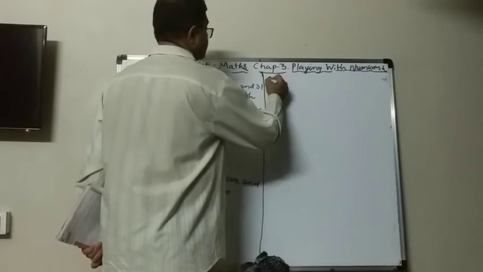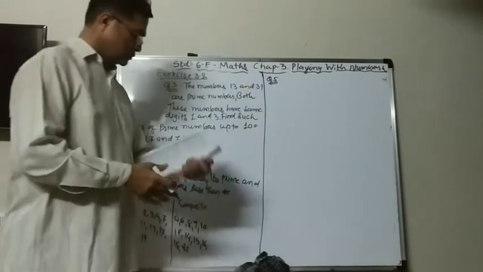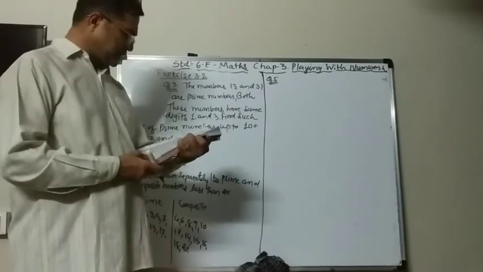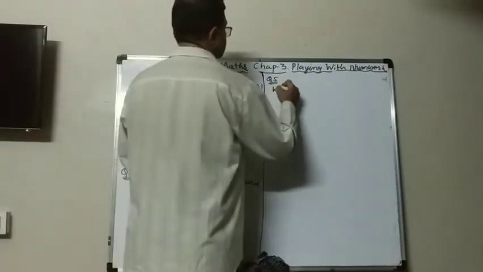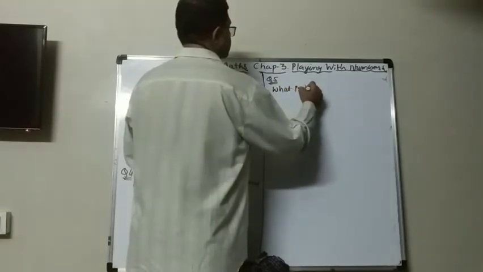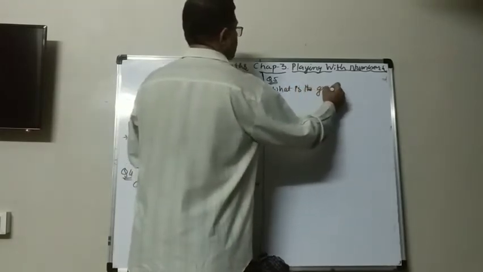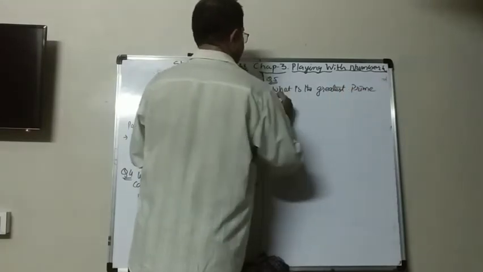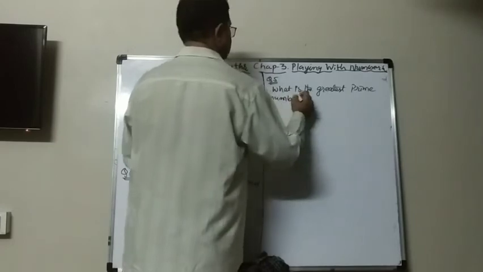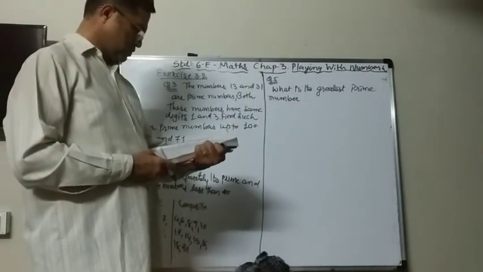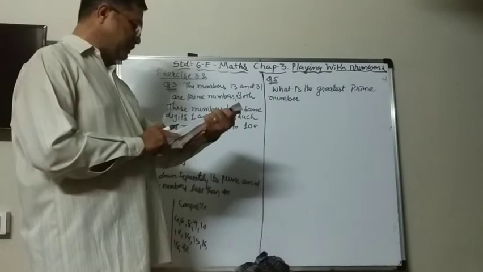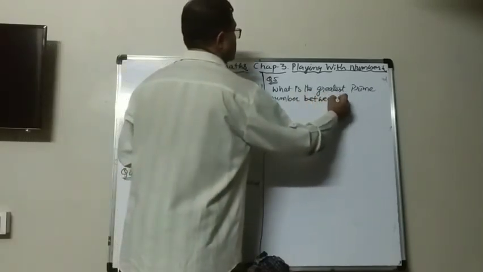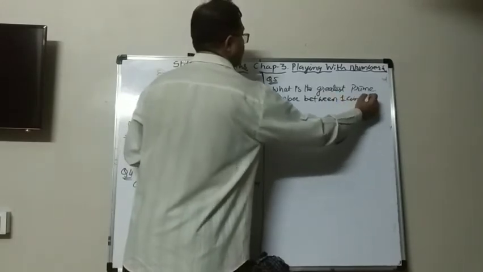Question number 5. Question number 5 says, what is the greatest prime number between 1 and 10?